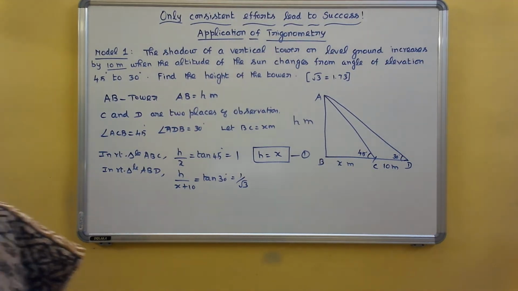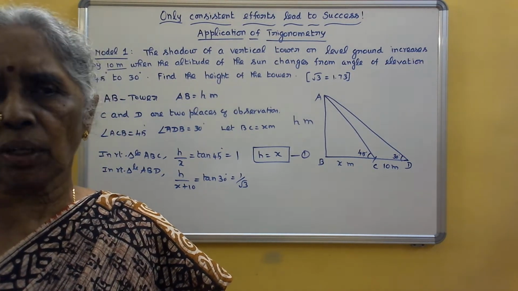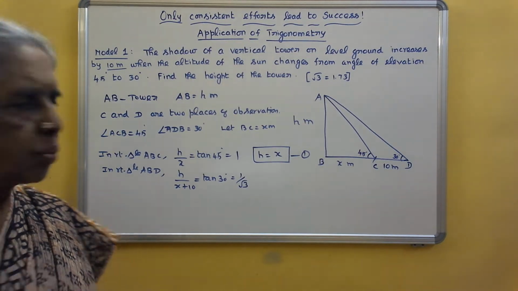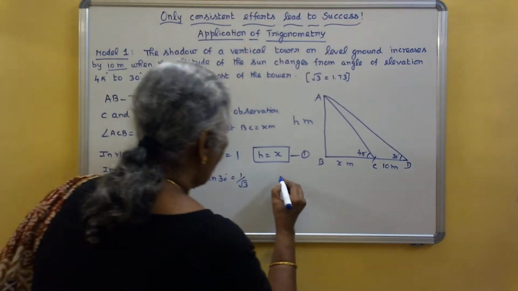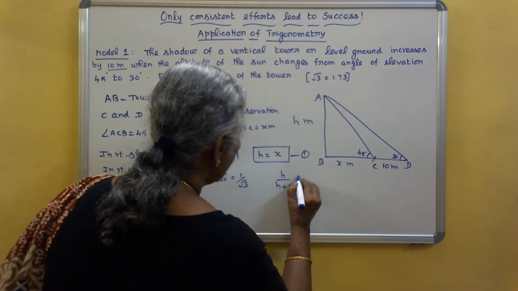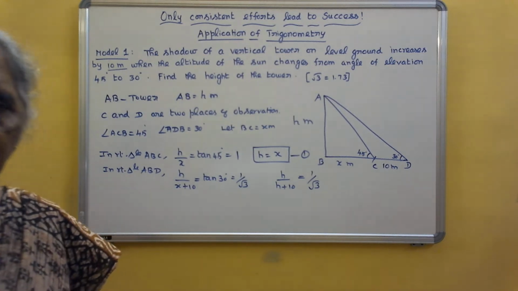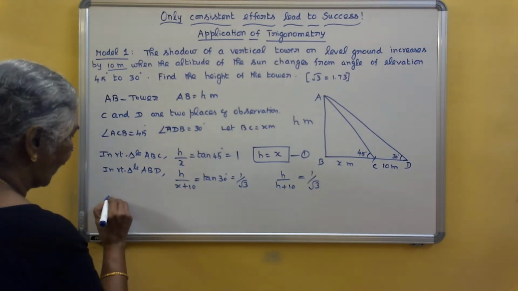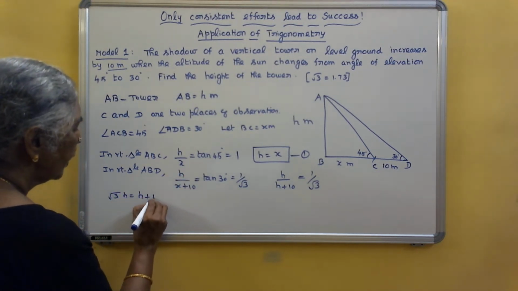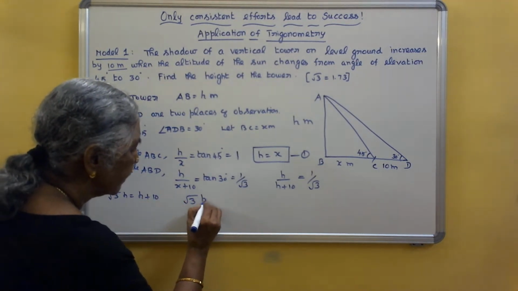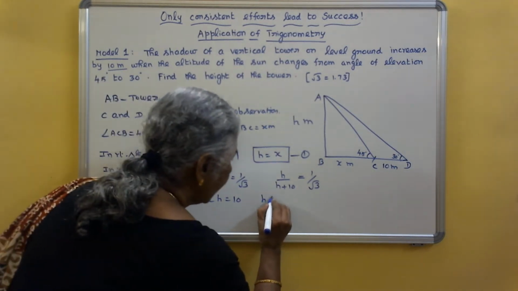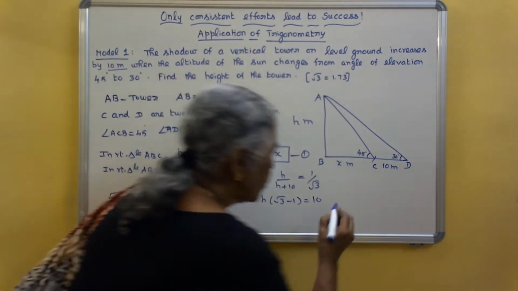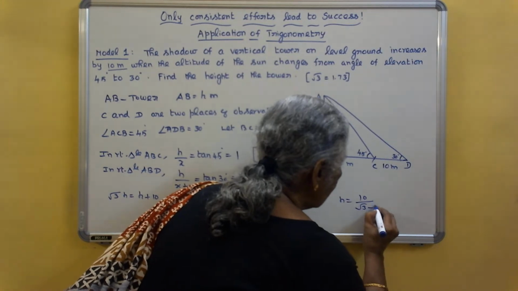Okay. Now, we want to find h, that is our height of the tower. So I want to substitute this x in terms of h. So now you know already x is equal to h. So I will write h by h plus 10 is equal to 1 by root 3. Correct? So it is now easy because we have got only one variable, one unknown. We will solve it. Let us cross multiply. Root 3 h is equal to h plus 10. Bring that h also this side. Root 3 h minus h is equal to 10, or h into root 3 minus 1 is equal to 10. Okay. So now h will be equal to 10 by root 3 minus 1.